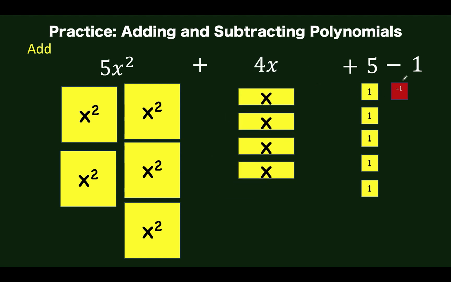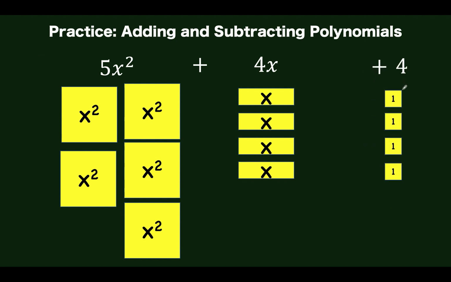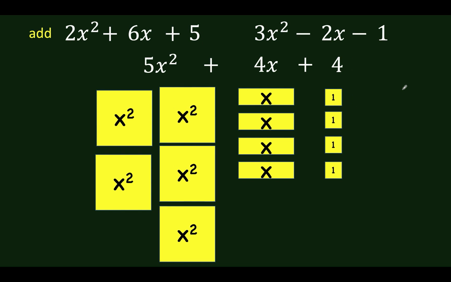And there's also another zero pair here. 1 and negative 1 becomes 0. So 5 minus 1 equals 4. So therefore, this is now the answer. 2x squared plus 6x plus 5 plus 3x squared minus 2x minus 1 would now be equal to this trinomial 5x squared plus 4x plus 4.